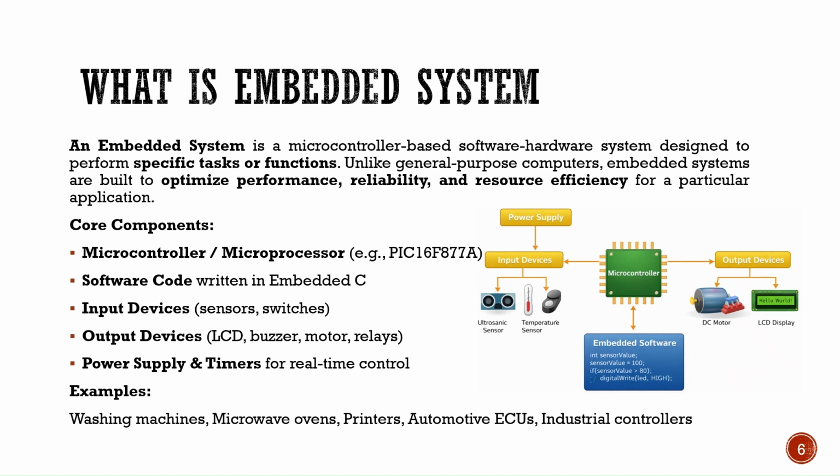Core components: microcontroller or microprocessor, software code written in embedded C. Input devices such as sensors and switches. Output devices include LCD, buzzer, motor, and relays, etc. Power supply and timers for real-time control. Examples of embedded systems are washing machines, microwave ovens, printers, automotive ECUs, and industrial controllers, etc.